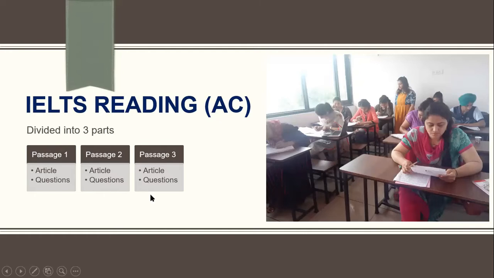But at this point I would like to clarify that all the passages are not of the same complexity level. The difficulty level of all the passages is not the same. One of the passages is going to be easy, one is going to be average, and one is going to be difficult. So you need to first understand which one you're finding the easiest, and proceed with that only.